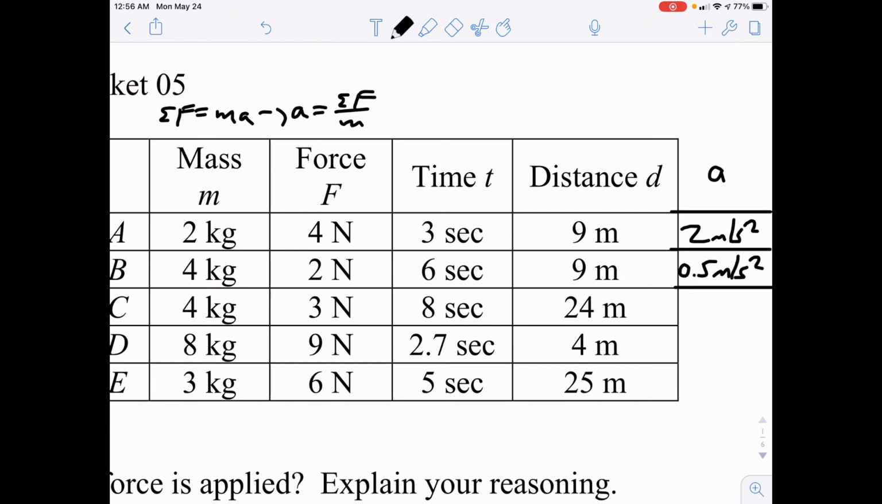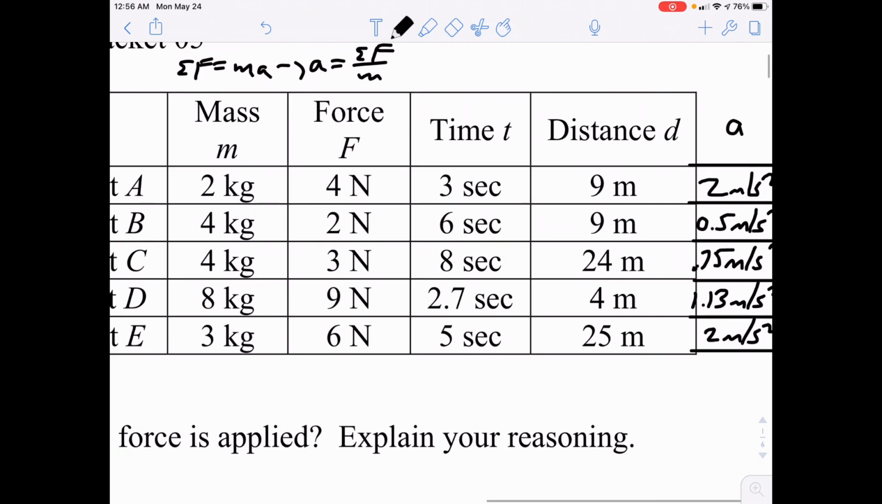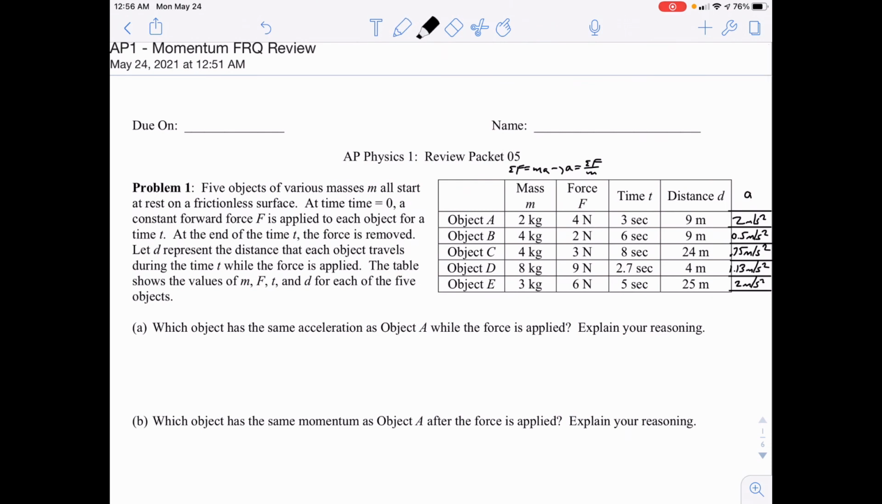3 divided by 4, that would be 0.75 meters per second squared. 9 divided by 8 kilograms would be about 1.13 meters per second squared. And 6 divided by 3 would be 2 meters per second squared. So, which object has the same acceleration as A? Well, that would be E.